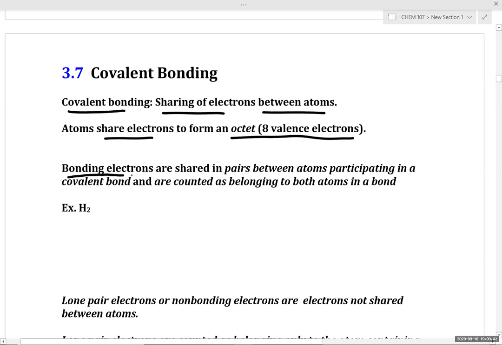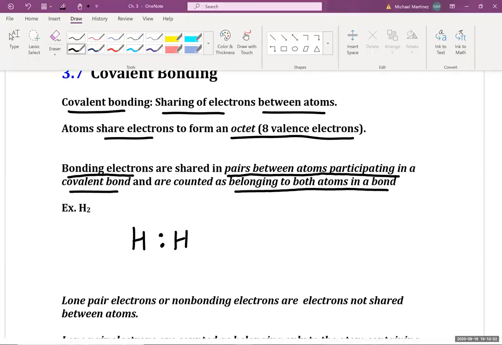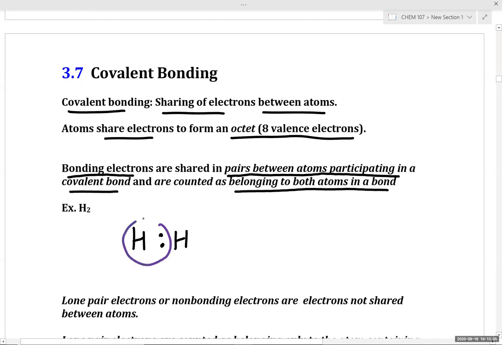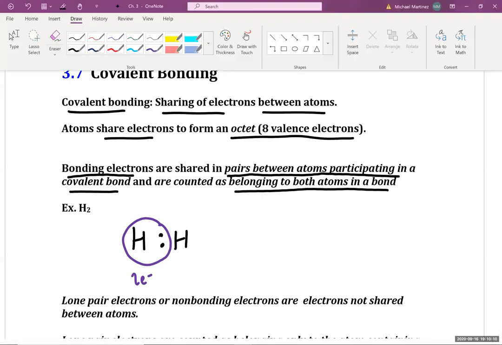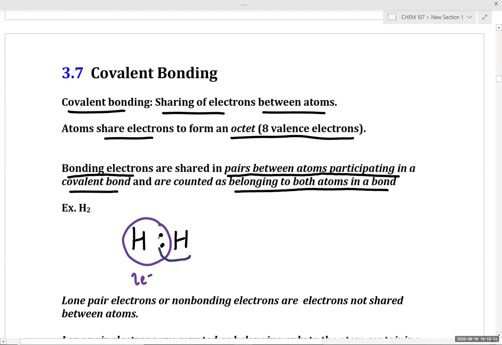Now, bonding electrons are shared in pairs between atoms participating in a covalent bond and are counted as belonging to both atoms in a bond. So, for example, in hydrogen, these bonding electrons are counted as belonging to both atoms. So this hydrogen on the left has 2 electrons, and the hydrogen on the right also has 2 electrons. Shared electrons are considered belonging to both atoms that are bonding.